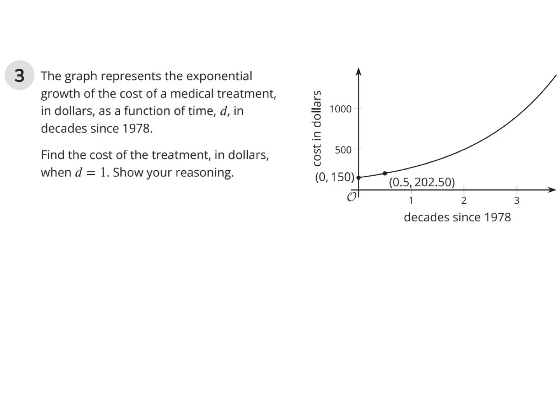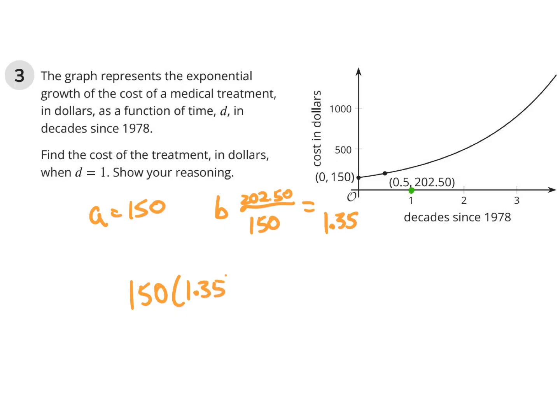Okay, so here we go with 2 points on the graph. So the first thing we're going to do is write our equation, and then we're going to calculate out to 1. So our A is 150. That's the output at 0. Our B is 20250 divided by 150, which gives us 1.35. So our equation is 150 times 1.35 to the x, where x equals 1/2 of a decade.